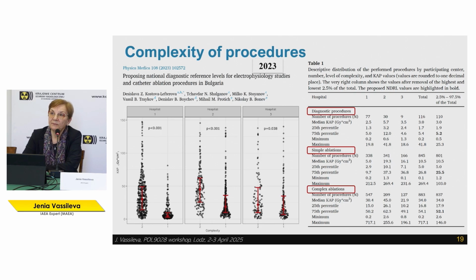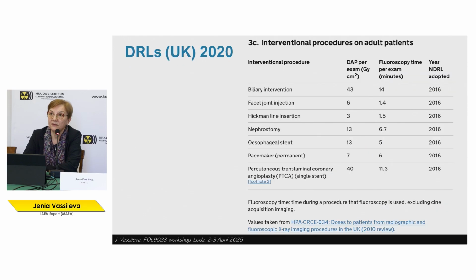This is a very recent paper published by my colleague in Bulgaria, she's a medical physicist, but she works in close cooperation with vascular surgeons to set, this is another, it's on electrophysiology studies. They also used 3 classification descriptions: diagnostic procedures, simple ablations, and complex ablations, and said, because there were only 3 hospitals included here, of course, DRL cannot be exactly set based on only 3 hospitals, but in fact, they proposed some standardization of this dose monitoring approach.